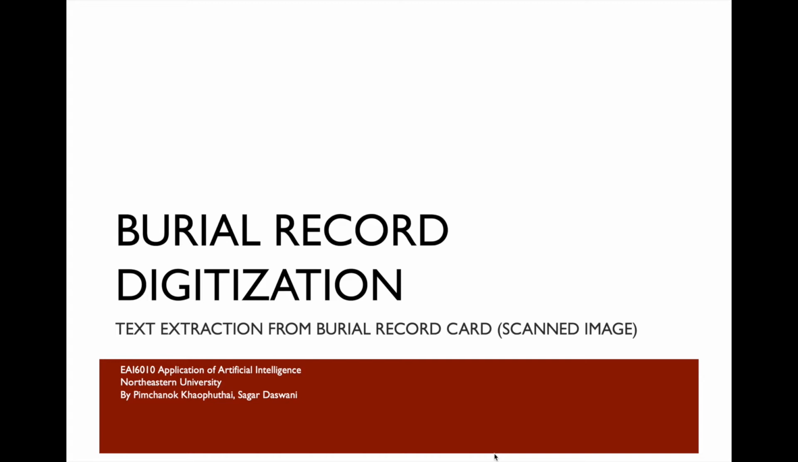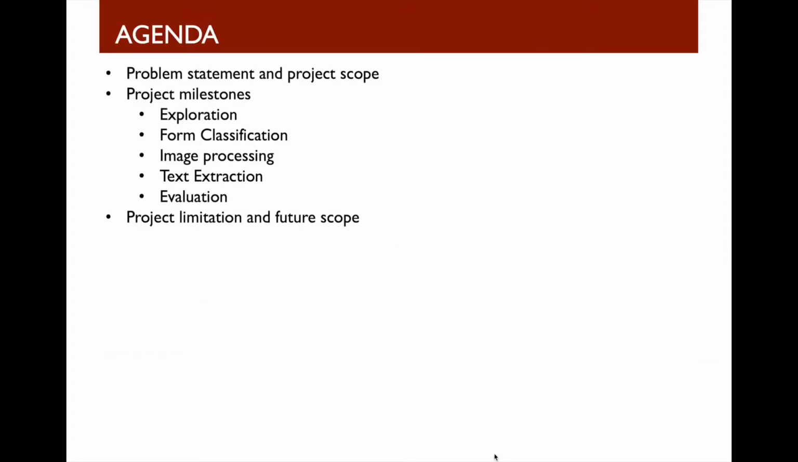Today we would like to present our presentation on Bureau record digitization, or in other words, text extraction from Bureau record card or scan image. In this presentation, we will first start by stating the problem that we have and the project scope, followed by project milestones, which is how we developed this project. Starting from exploring the data, classification model building, image processing, text extraction, and evaluation. Then we will end our project with the project limitation and future scope.